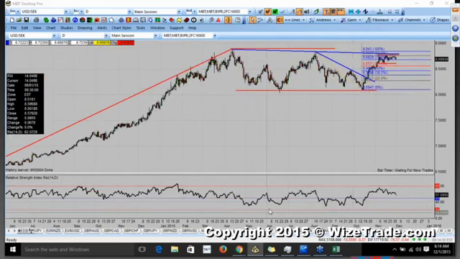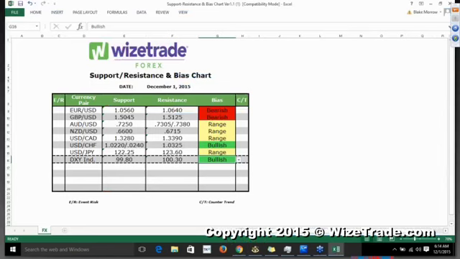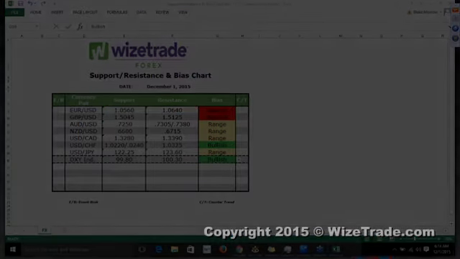Okay. All right, guys. So here's your bias chart. It is done, and let me take some questions. Going back in earlier questions, Andy writes in.